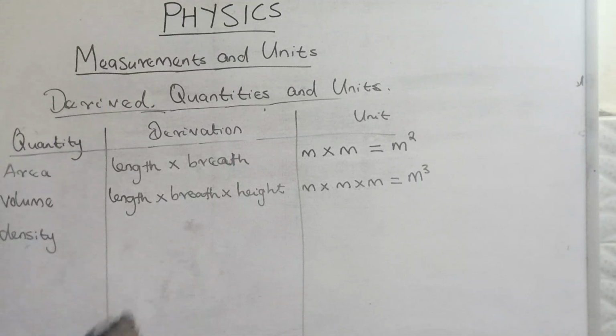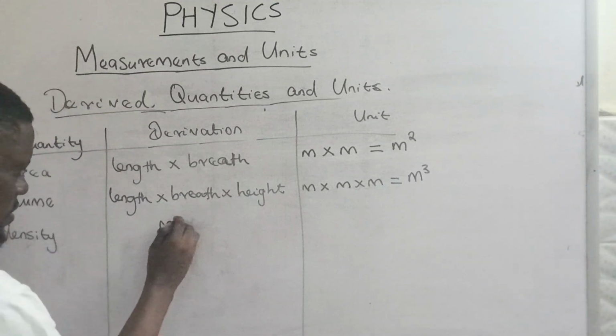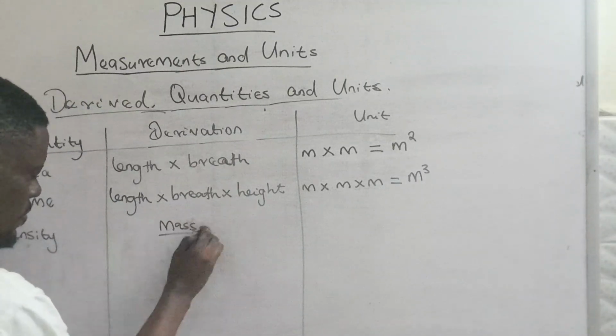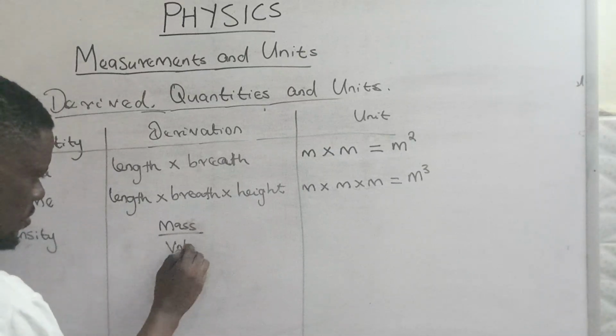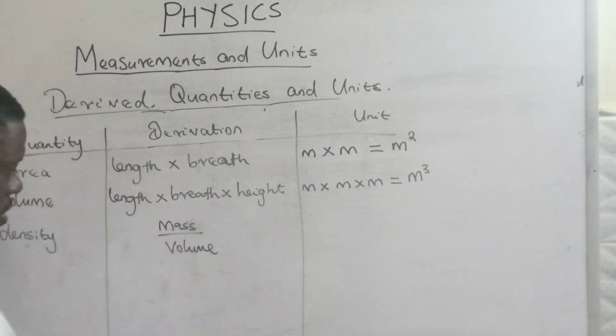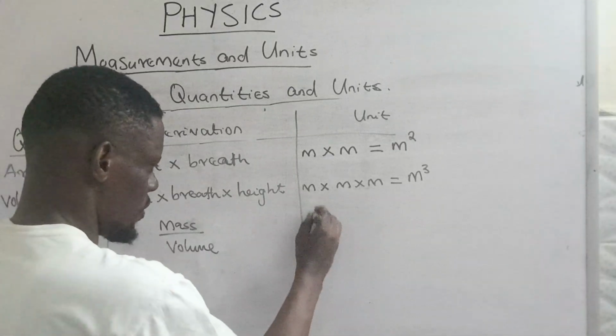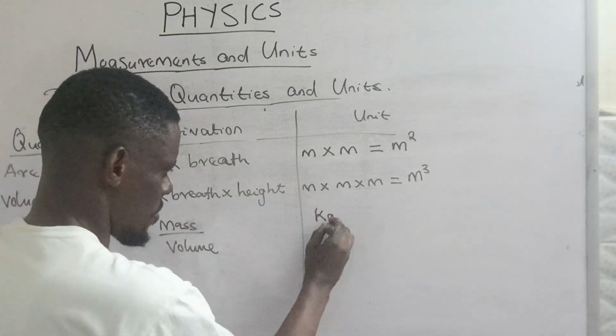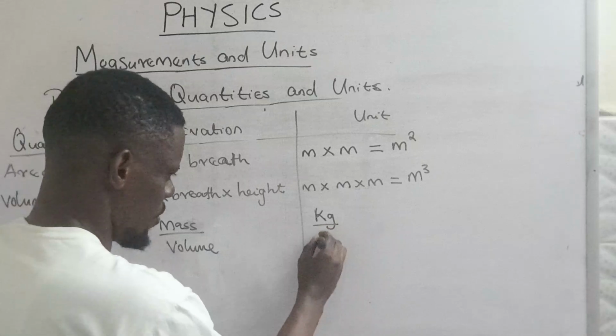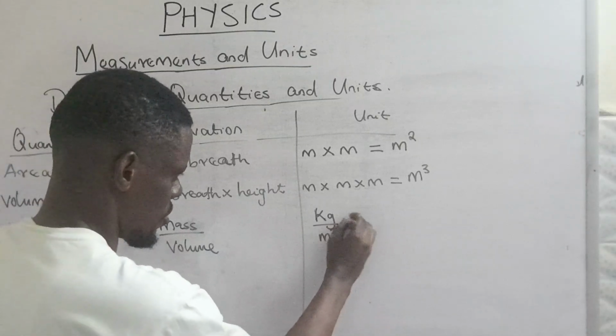The density of a substance is the mass per unit volume of the substance. The unit of mass is kilogram. The unit of volume is meter cube.